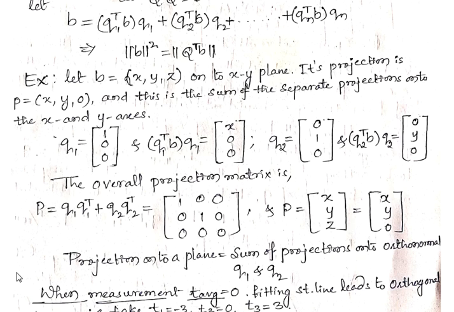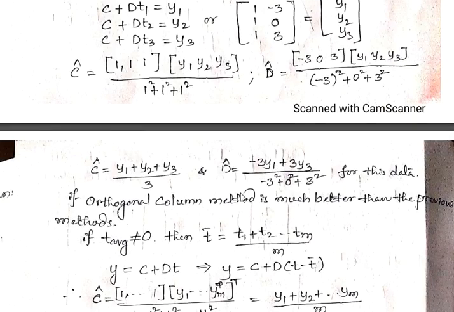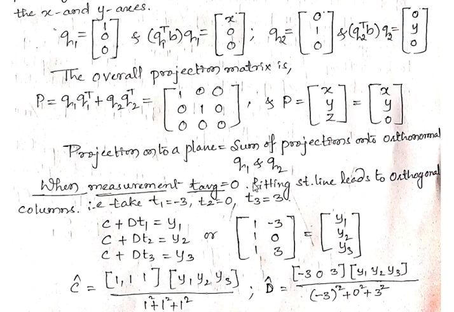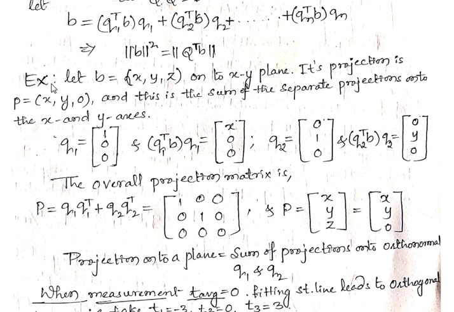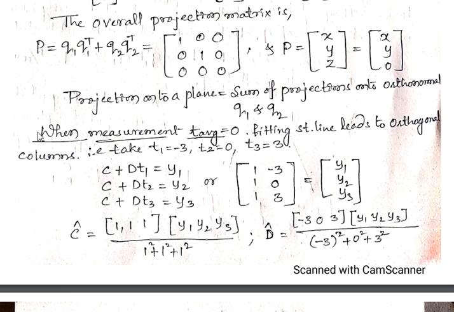Now the next point is a study on how this works: when the measurement T average is 0. When the average of T is 0, it is one of the cases of the least squares method. We were having values of T as -1, 1 and 2, like that. If the average of them is 0, then how about the fitting of the straight line? The fitting of the straight line leads to orthogonal columns.